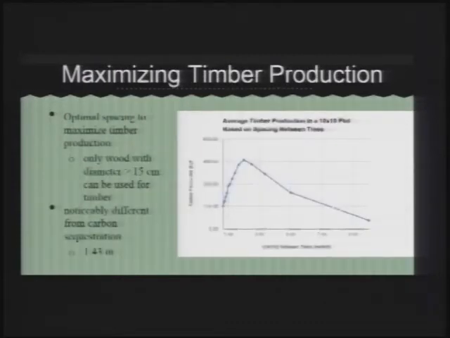Another application we did is maximizing timber production, which is basically the same experiment that I just talked about, except the only difference is that we only measured the amount of wood that had a diameter of greater than 15 centimeters, or that was usable for timber. And it's interesting to note that the optimal spacing was actually different in this case than the carbon sequestration. It was 1.43 meters in this case.